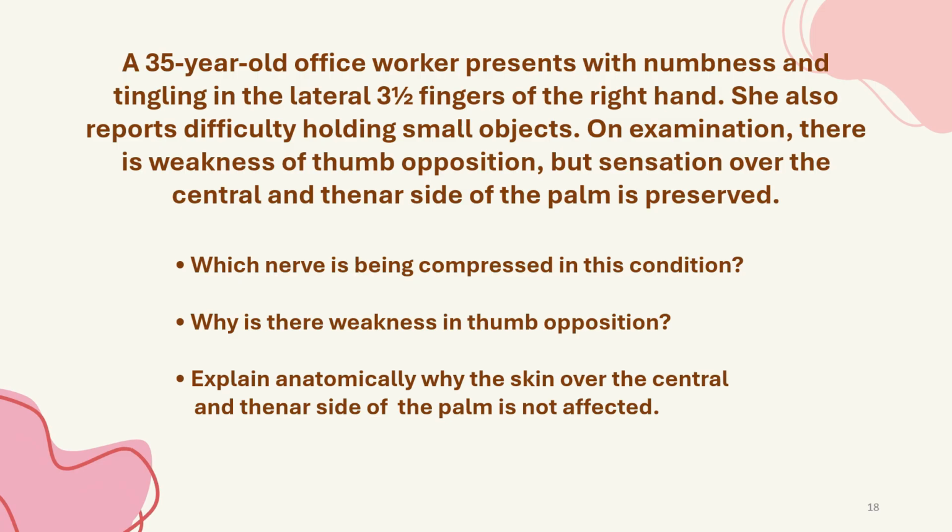Our third question is, explain anatomically why the skin over the central and thinner side of the palm is not affected. Because the median nerve, before entering the carpal tunnel, gives a palmar cutaneous branch. This branch travels above the flexor retinaculum and supplies sensation to the central palm and thinner eminence. Because it does not pass through the carpal tunnel, it is spared in compression. That's why the sensation of this part of the palm remains normal.